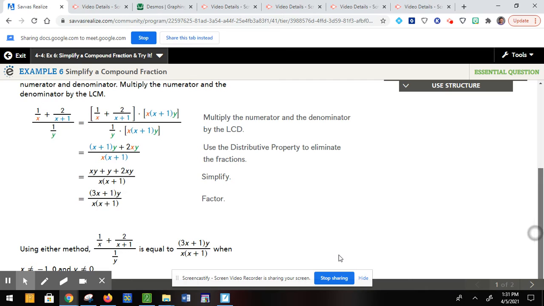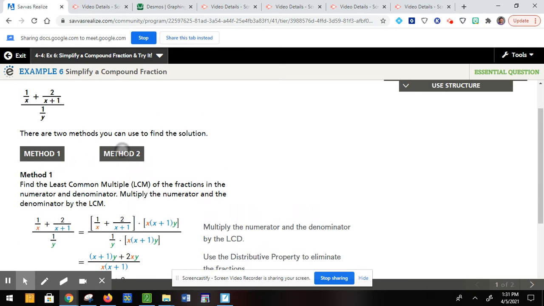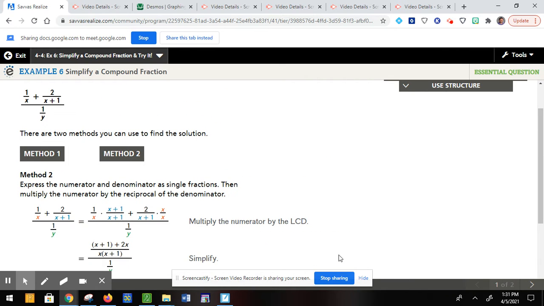To be perfectly honest, I completely prefer method 2, so let's take a look at what that is. Here's where you would just simplify the numerator and the denominator separately. The denominator here is just one fraction, so you're not going to touch that. In this case, we're just going to find the least common multiple between the two fractions in the numerator, which would be x times x plus 1. For the first fraction, you need to multiply numerator and denominator by an x plus 1. The second fraction, you need to multiply by x over x.